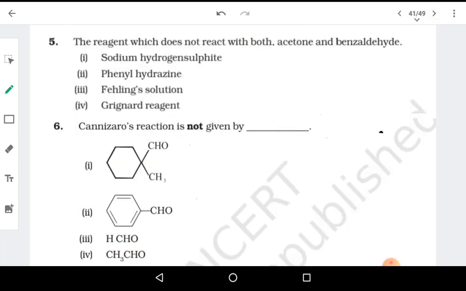Next question. Yeah, this you can give a trial. Reagent which do not react with both acetone and benzaldehyde.